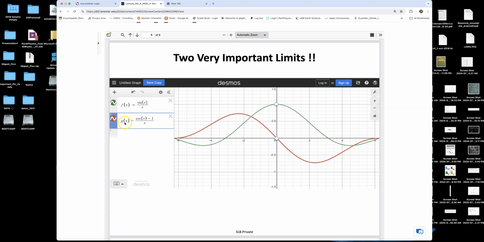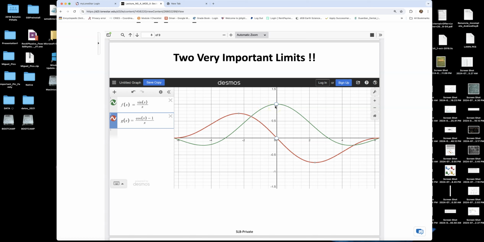Exactly the same with this function, cosine of x minus 1 over x, when x goes to 0. You can see here that at 0 this function is not defined because you are going to divide by 0. Exactly the same with g. I put here in Desmos the graph of this one, and you can see that neither function is defined at 0, but the limit is there. For g the limit here is 0, and for f the limit here is 1.